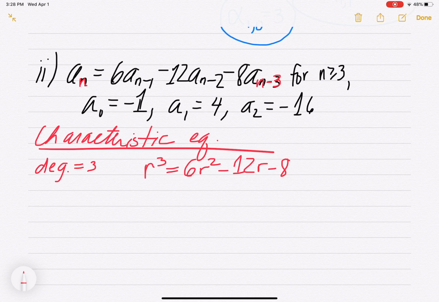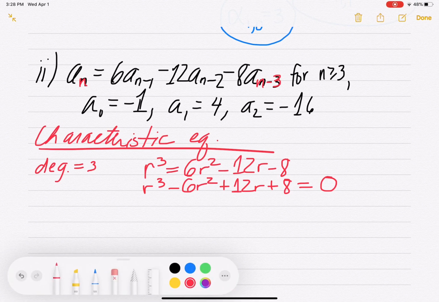And we're going to subtract 6r squared from both sides. We're going to add 12r to both sides. We're going to add 8 to both sides. And on the right-hand side, when we do that, we're going to get 0. So we got r cubed minus 6r squared plus 12r plus 8 equals 0. So how to factor this? Well, there's a trick on this one, if you pay careful attention here.